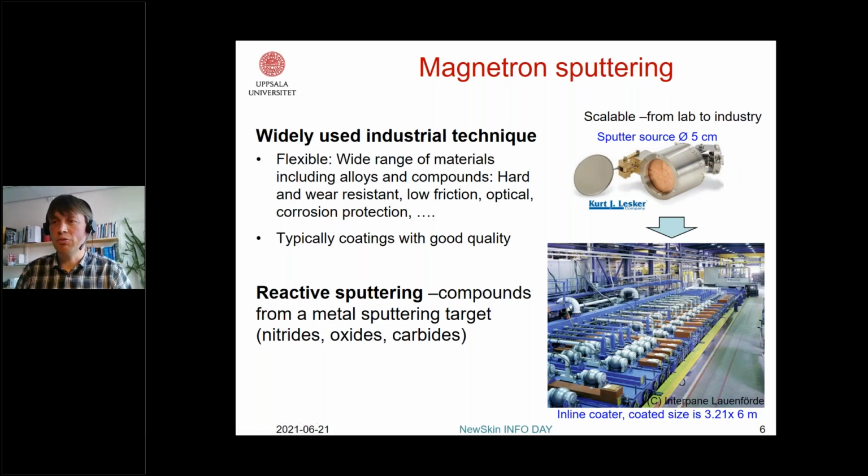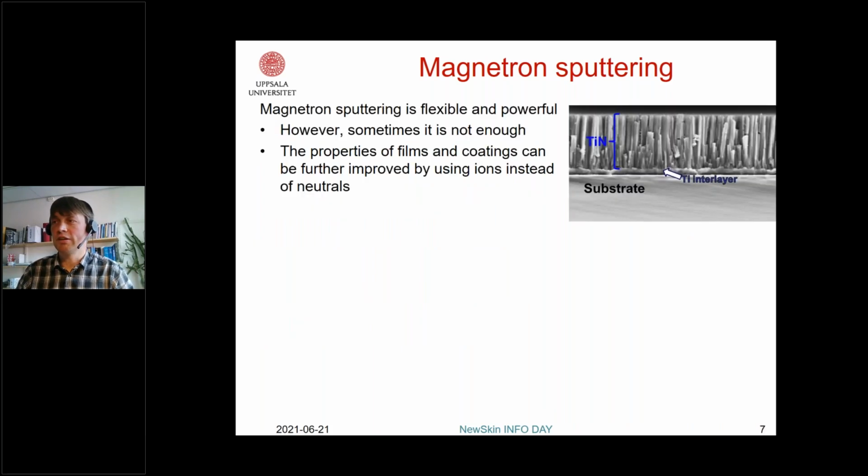So that's one of the important features and benefits of magnetron sputtering. Another is that there is a large number of materials that can be deposited by sputtering. So again, it's a very flexible technique.